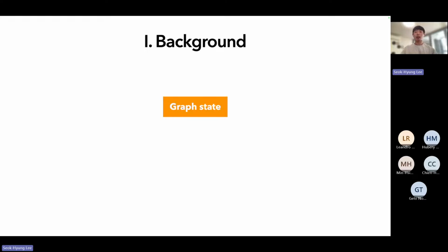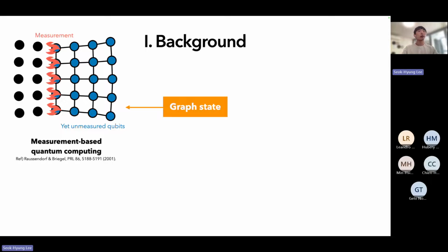Graph states are utilized in many quantum computing and quantum information processing tasks. The first one is measurement-based quantum computing, which is a well-known scheme of performing universal quantum computing by measuring qubits in a large 2D or 3D graph state.